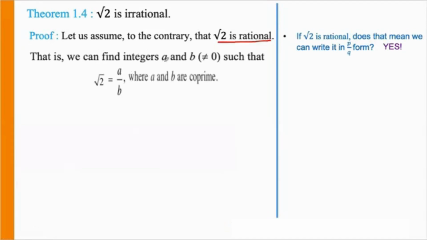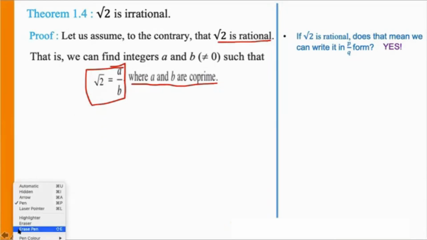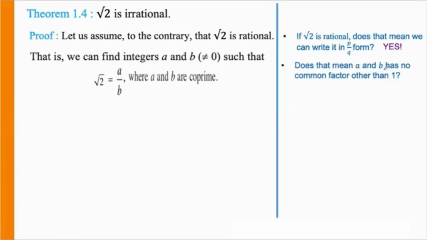Yes. So we can find integers a and b where b is not equal to 0 such that root 2 is equal to a upon b. Since it's a rational number, it can be written in P upon Q form. Here we are using a and b. Remember, a and b are co-prime. Because they are rational numbers, we will consider them as co-prime also. Now, does that mean that a and b have no common factors other than 1? Yes, it does. Since they are co-prime, they have no other common factor other than 1. 1 is the only common factor between them.